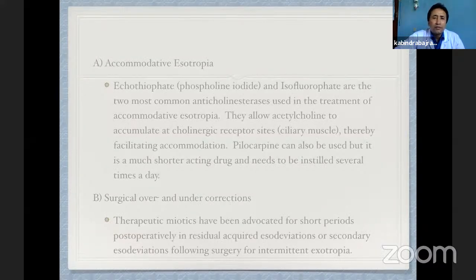For accommodative esotropia, echothiophate and isoflurophate are the two common anticholinesterases used in treatment of accommodative esotropia. They allow acetylcholine to accumulate at cholinergic receptors at the ciliary muscle, thereby facilitating accommodation. Pilocarpine can also be used, but it is short acting, so it needs several instillations. In case of surgical over and under correction, diuretics have also been used.